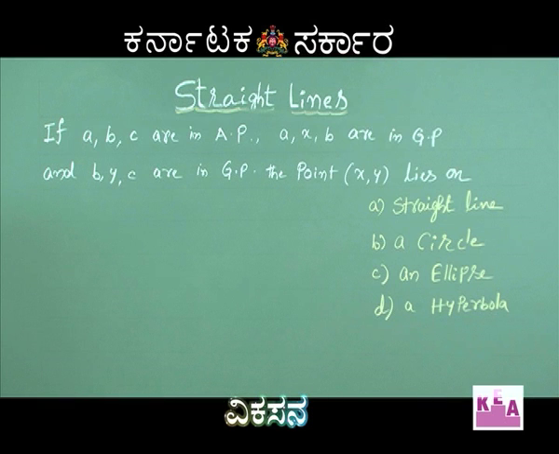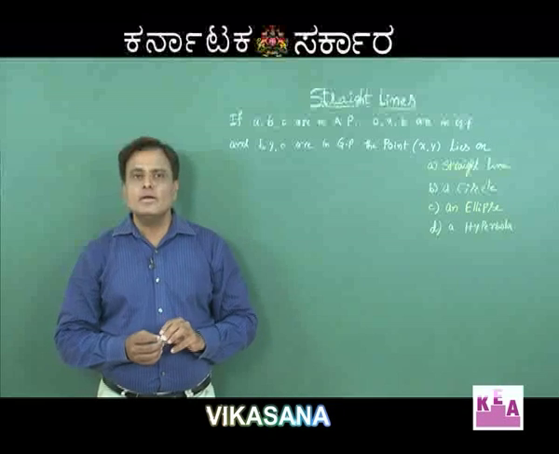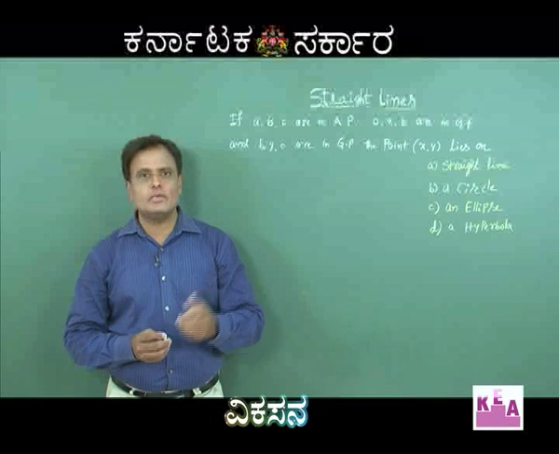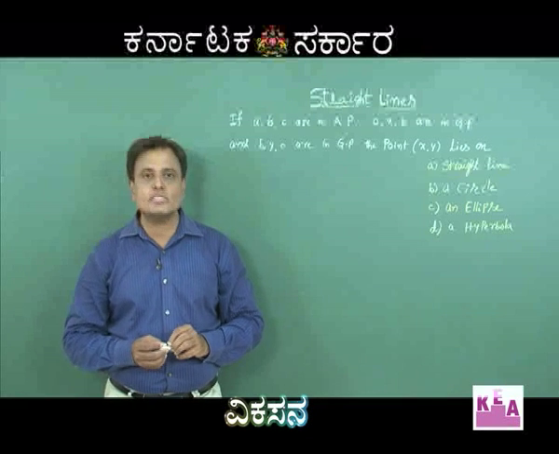Where does this point lie? Option A, straight line. Does this point lie on a circle? That is option B. Does this point lie on an ellipse? That is option C. And whether this point lies on a hyperbola? That is option D. As we know, you might have studied about AP, GP, HP. Let me clear once again.